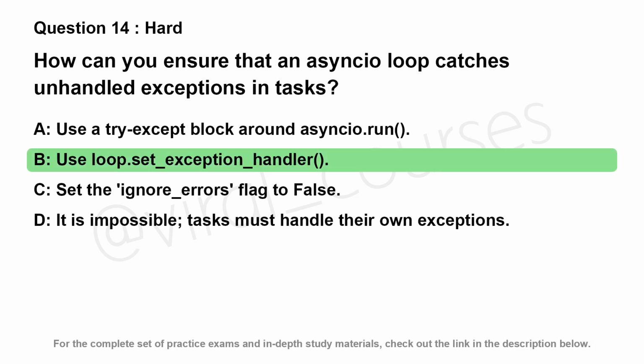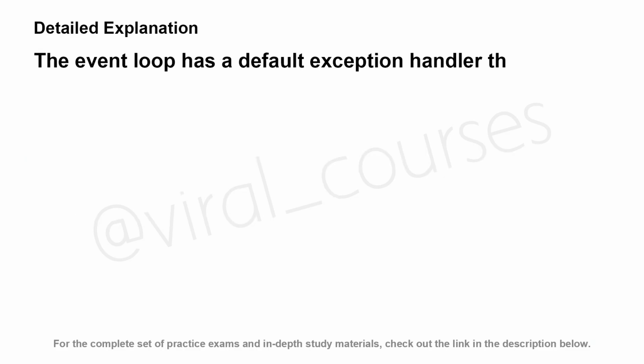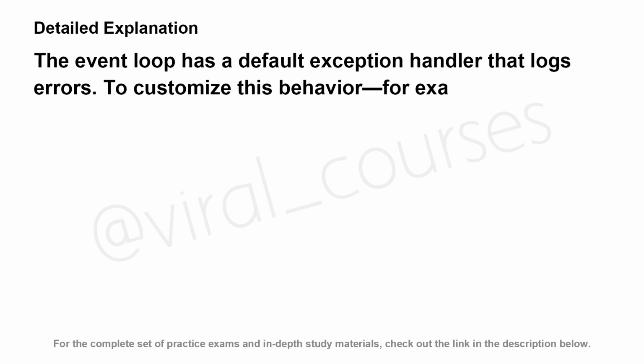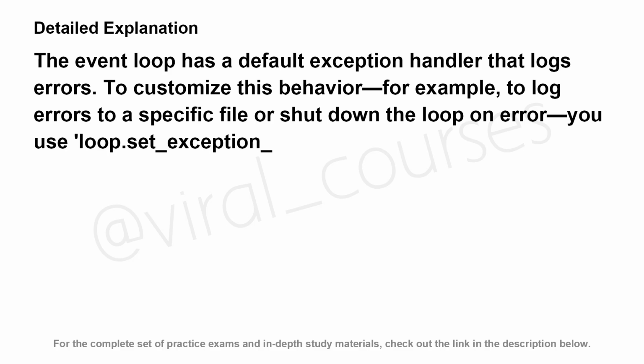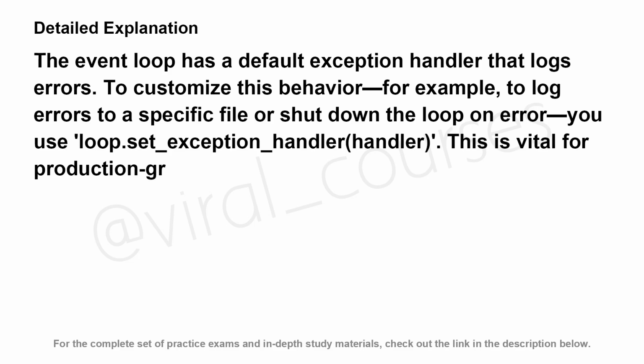The correct answer is B. The event loop has a default exception handler that logs errors. To customize this behavior, for example, to log errors to a specific file or shut down the loop on error, you use loop.set_exception_handler. This is vital for production-grade async applications.